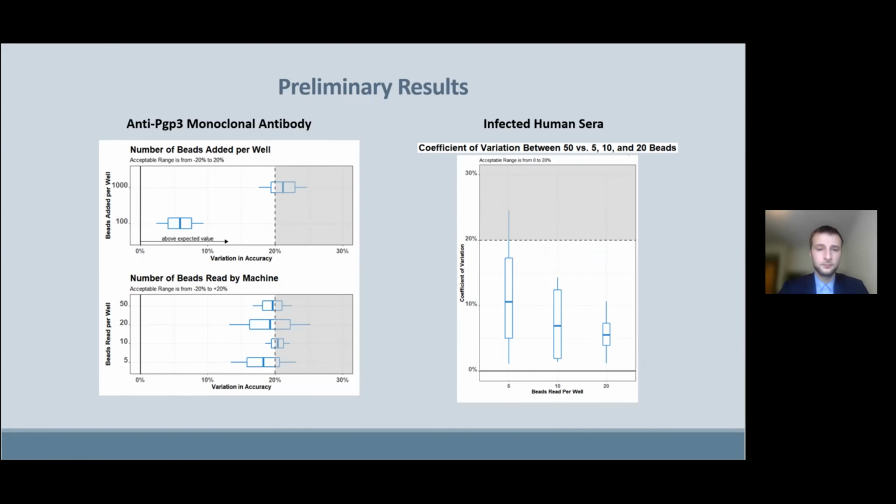Next, let's look at the graph of infected human sera, or a real sample from a real person, on the right. For this graph, we are looking at the coefficient of variation between 50 beads read by the machine versus 5, 10, and 20 beads read by the machine. Similarly to our other graphs, the non-shaded region is the acceptable range for the CVs, and the shaded region is the unacceptable range.